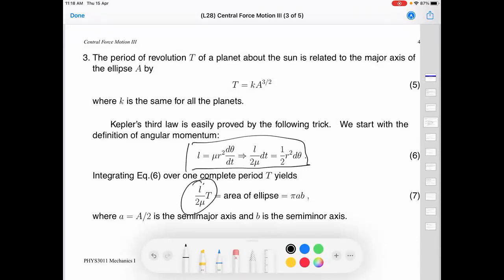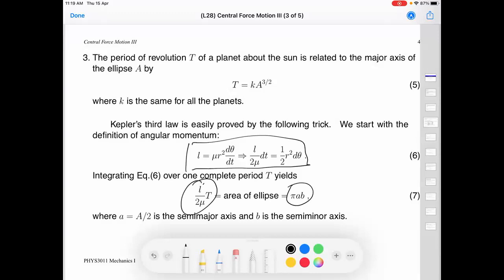On the left hand side, we have this. On the right hand side, obviously it is the area of the ellipse. By definition, the area of the ellipse is pi times AB. What is A and B? A, the semi-major axis. B, the semi-minor axis. Okay? Semi-major axis and semi-minor axis.